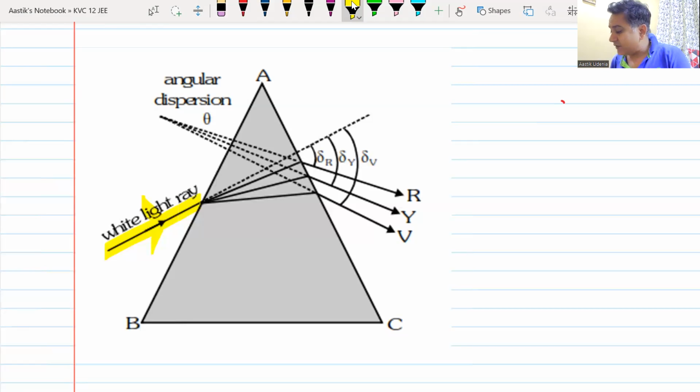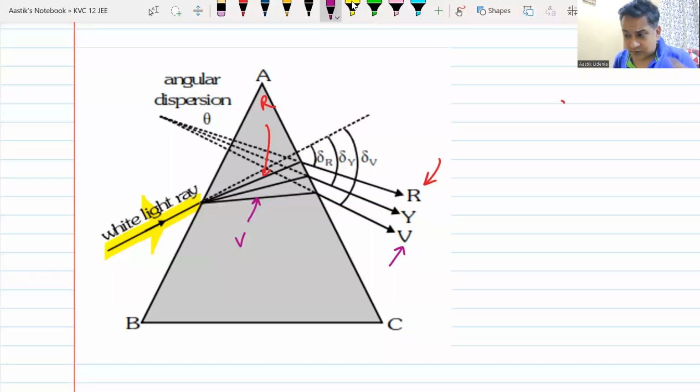All the colors are deviating. Which color will deviate the most? Violet. So here you will have the violet color line, and this is the red color line. Then they deviate again, and this is how they emerge out. Red emerges on top, and violet emerges on the bottom.